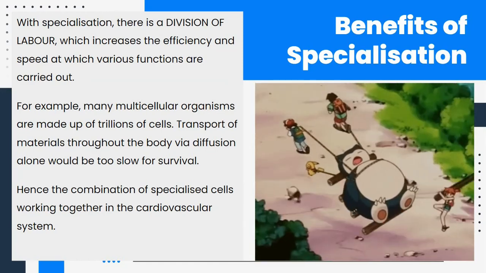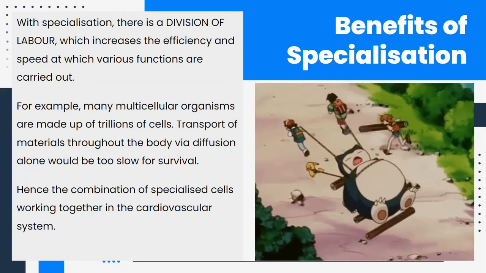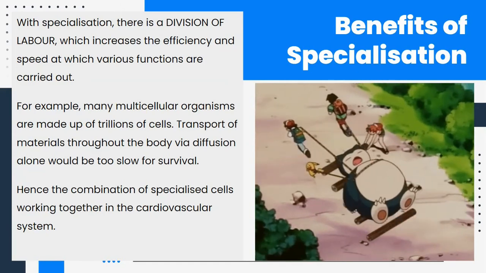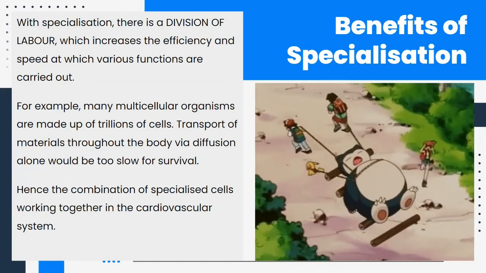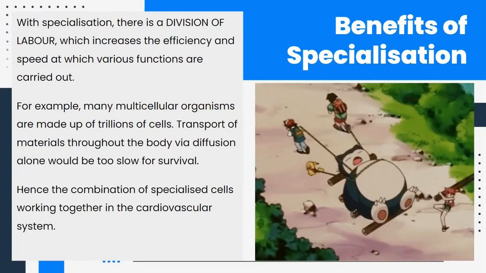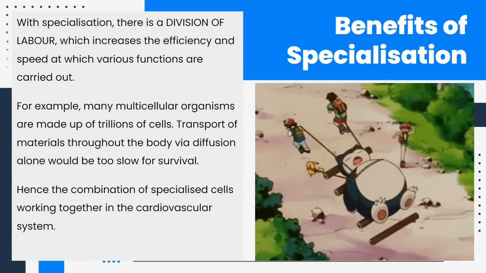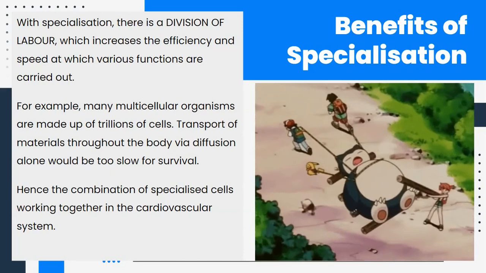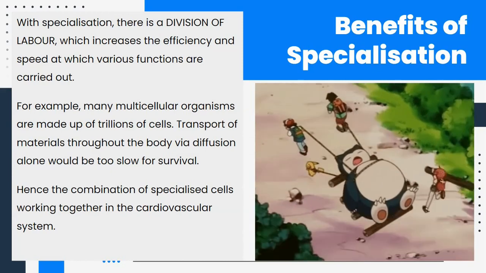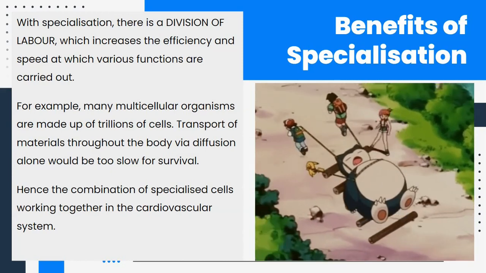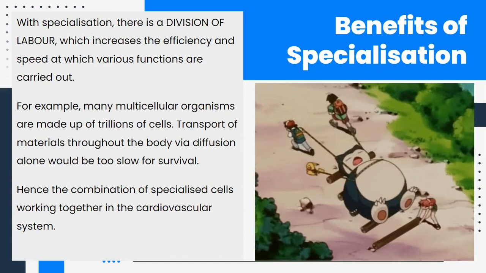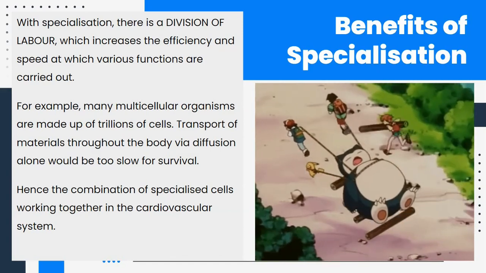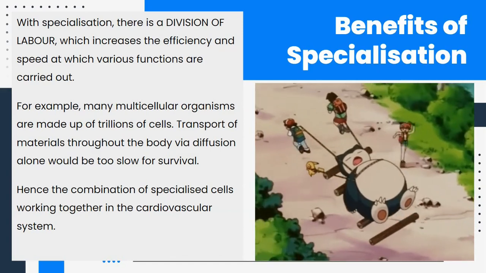So everybody's doing their part. Now, in a multicellular organism, you have 1,000 billion cells in your body working together like this. There's an example given here, which is transport. Transport alone via diffusion is too slow in a larger, more complex organism. So you have a cardiovascular system that works together to transport material throughout your body.